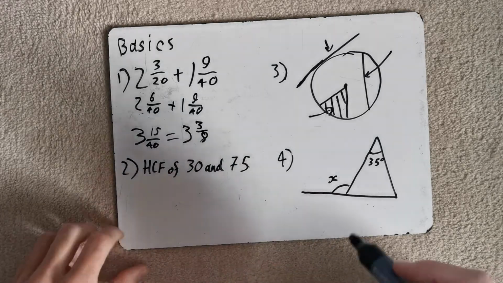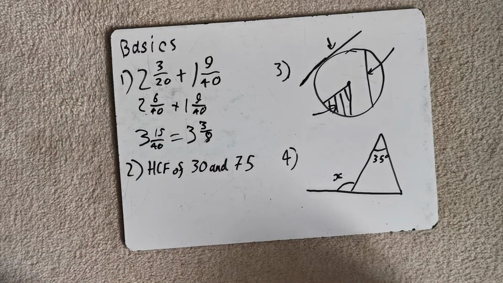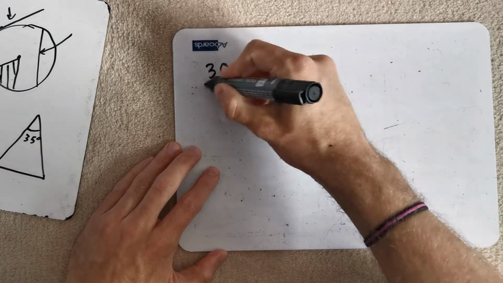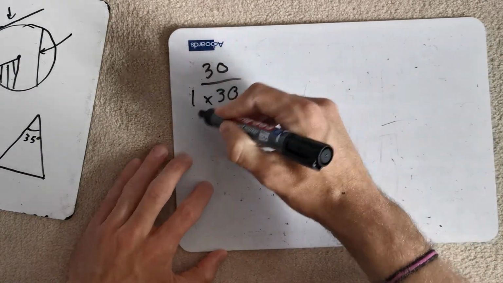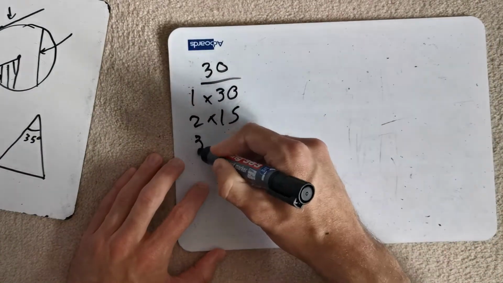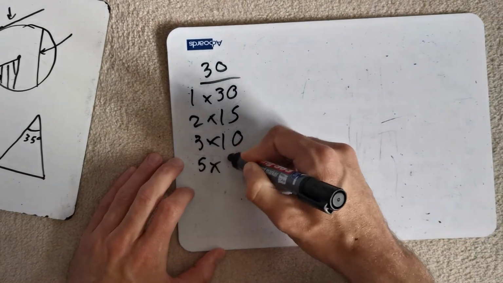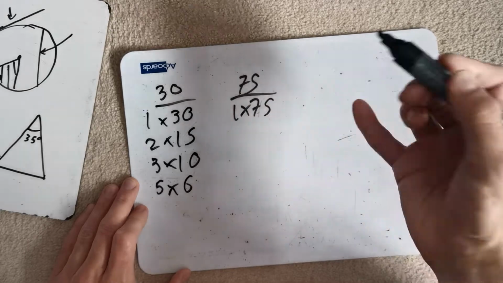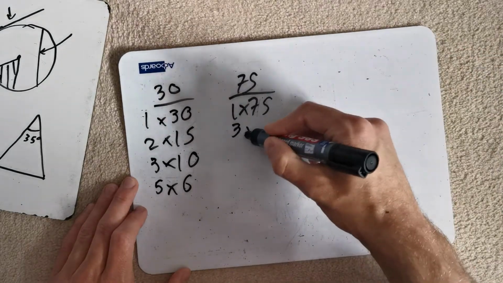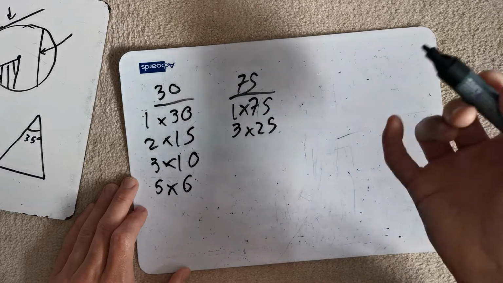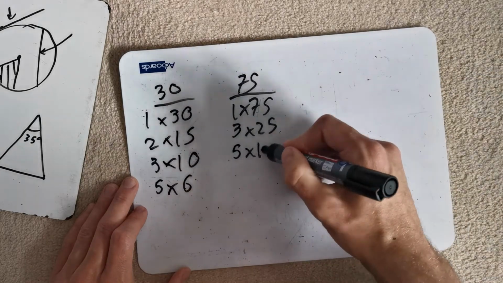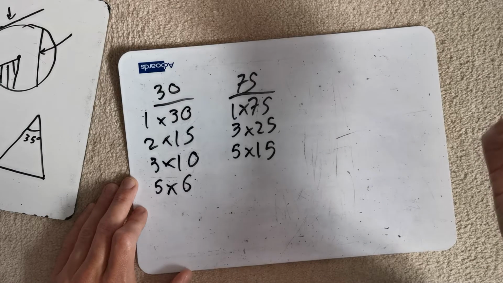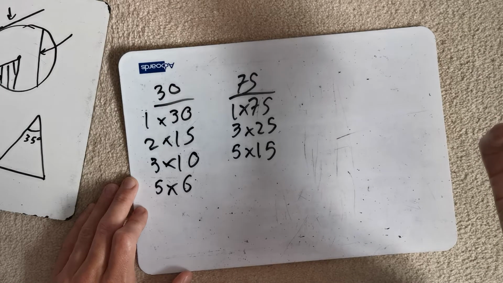Next one, highest common factor of 30 and 75. What we could do is list the factors of 30 and 75. So 1 times 30, 2 times 15, 3 times 10, 5 times 6. For 75, we've got 1 times 75, 2 doesn't go into it, 3 times 25, 4 doesn't go into it, 5 times 15, and I think that's about it.